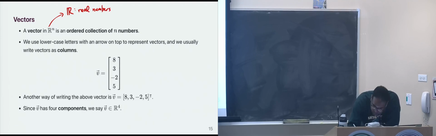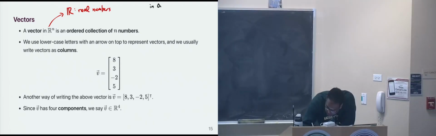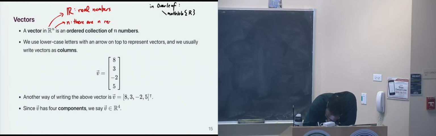Note, in Overleaf, or LaTeX, if you want to format this fancy R, you don't have to, but you can. It's \mathbb{R}. Okay, now you know. What does the n mean? Well, it means there are n numbers in our vector.